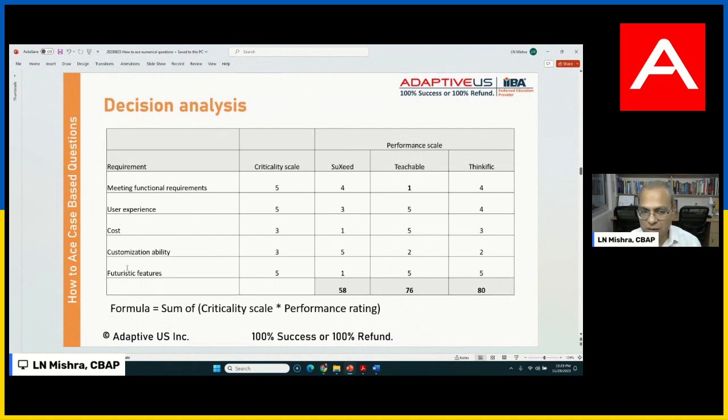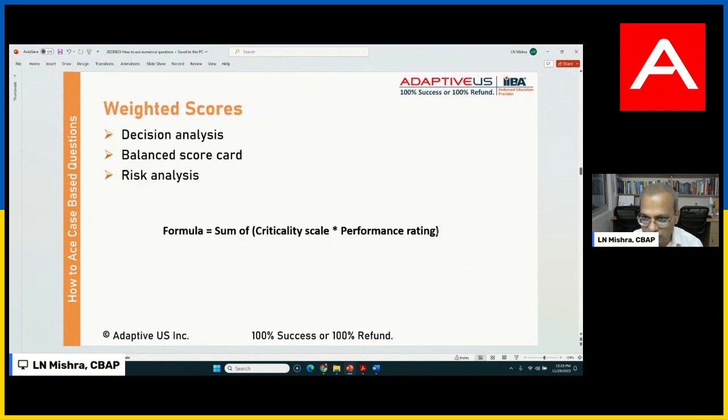And then you can see here we have put some criteria in the first column, and then we have put a criticality scale. This is your criticality scale appearing here. And then for each option, we are putting a performance rating. For this formula, if you go to Excel, you will find a function called SUMPRODUCT, which you can use to compute this formula.